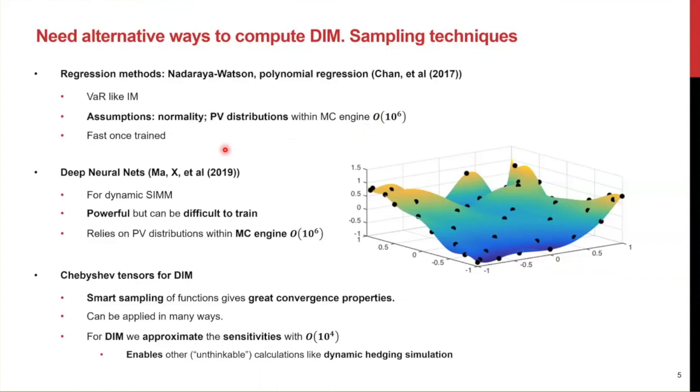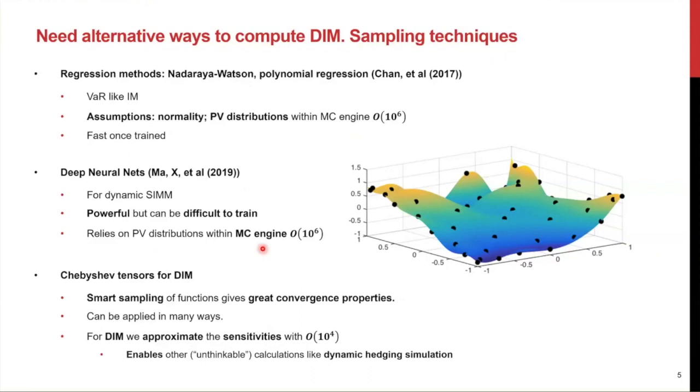Deep neural nets, the way that they've been implemented in this paper from 2019, a paper that I quite liked, is they try to approximate directly SIM, powerful, as we know, deep neural nets. But they can be difficult to train. In particular, the hyperparameter optimization can become problematic sometimes. Again, the way that they went about implementing these deep neural nets requires the distribution of PVs throughout the Monte Carlo simulation.